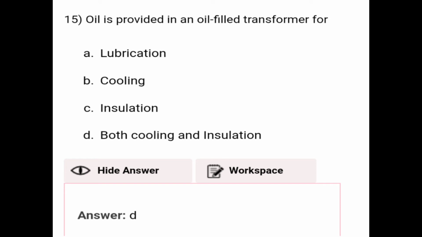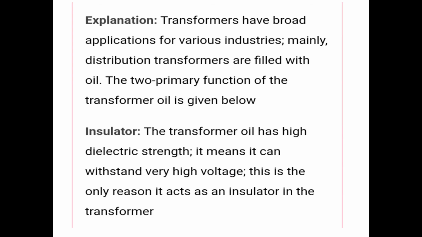The correct answer is option D, both cooling and insulation. The explanation is that transformers have broad applications for various industries. Mainly distribution transformers are filled with oil. The primary functions of the transformer oil are given below. Insulator: the transformer oil has high dielectric strength. It means it can withstand very high voltage. This is the reason it acts as an insulator in the transformer.